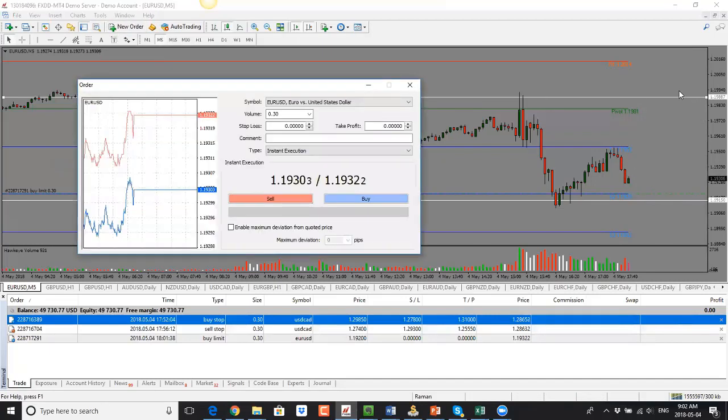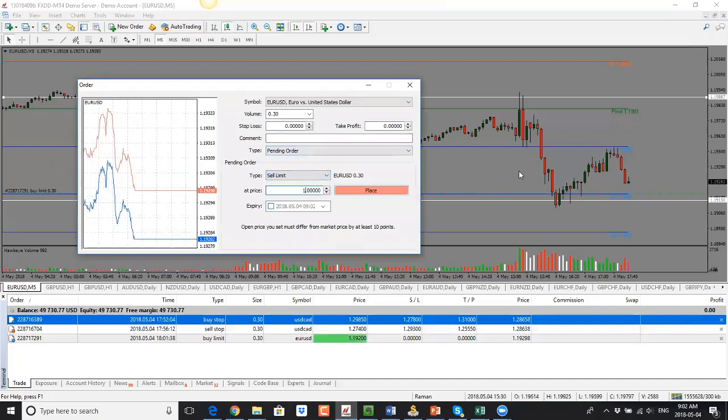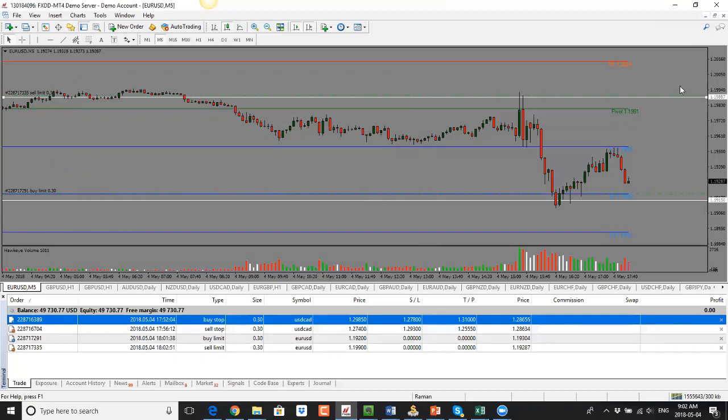So if we think to ourselves, the price is going to come to this level and then we are interested in selling it, so we would put a pending order and we'll say sell limit order, and we will put it at 1.1990, and then you can have your stop and take profit targets and click place, and it will place an order there. So now you will see a buy sell order as well. So if price goes to that level, it will sell. If it goes to this level, it will buy, and those orders are positioned here.